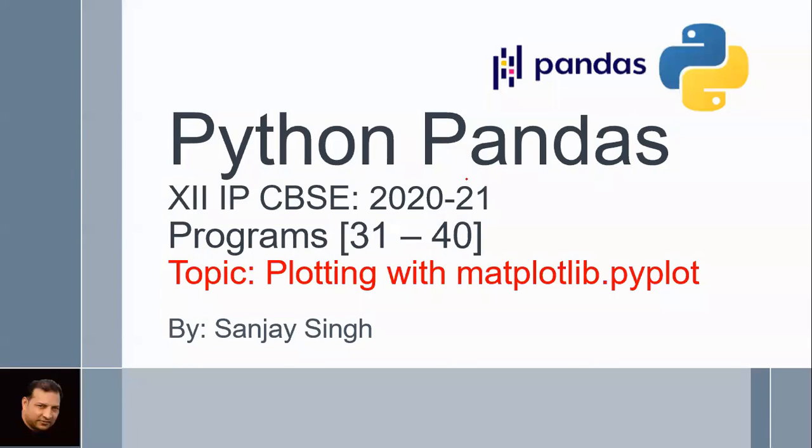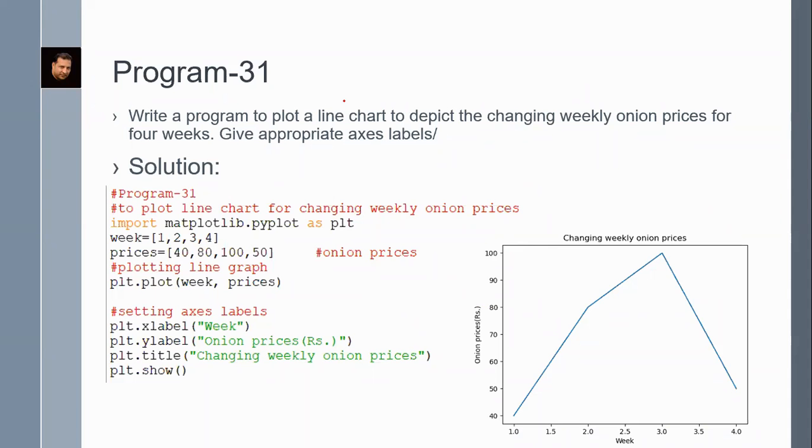So today we will discuss 10 programs based on plotting with the matplotlib.pyplot library. All these programs are in sequence. That is why this is program number 31. Write a program to plot a line chart to depict the changing weekly onion prices for 4 weeks.